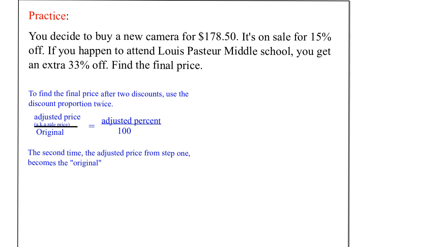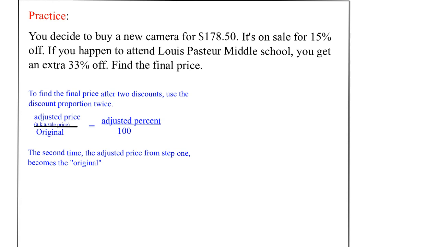So we're told that we buy a new camera for $178.50. It's on sale for 15% off. And let's assume you get another 33% off on top of that. So these are being applied consecutively, meaning we're not treating this as 48% off. We're treating it as 15% off, calculated, and then 33% off that kind of middle discounted price. So what we're going to do is basically solve it first with two proportions. Then we'll talk about some other options as well.